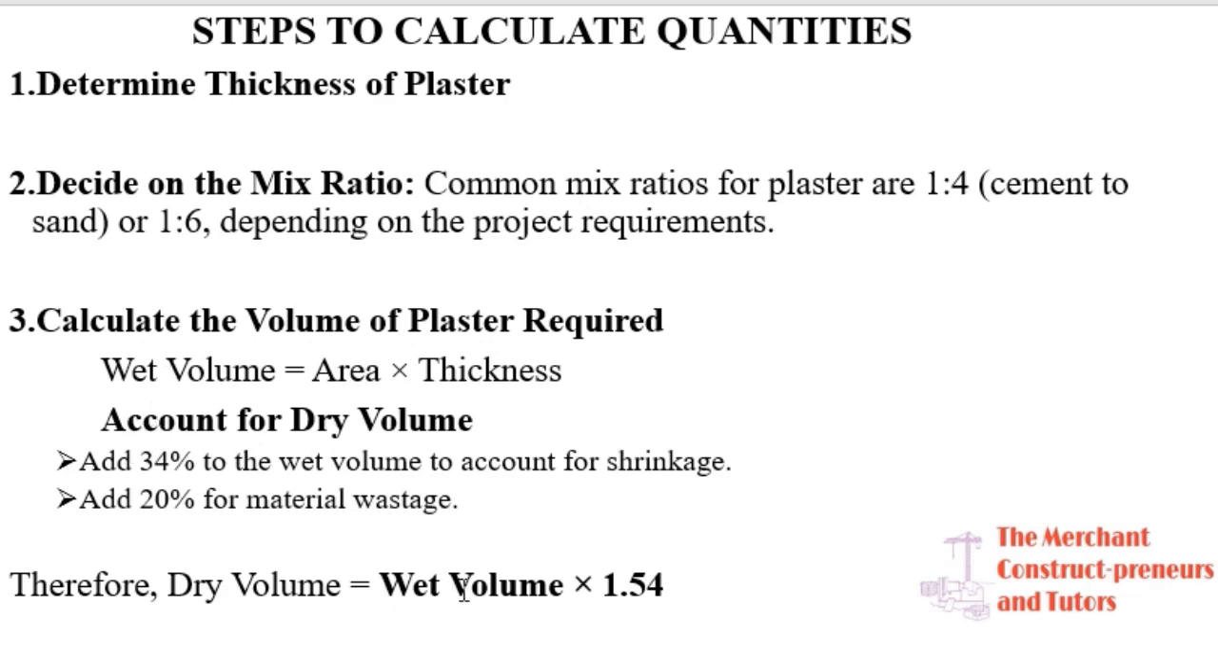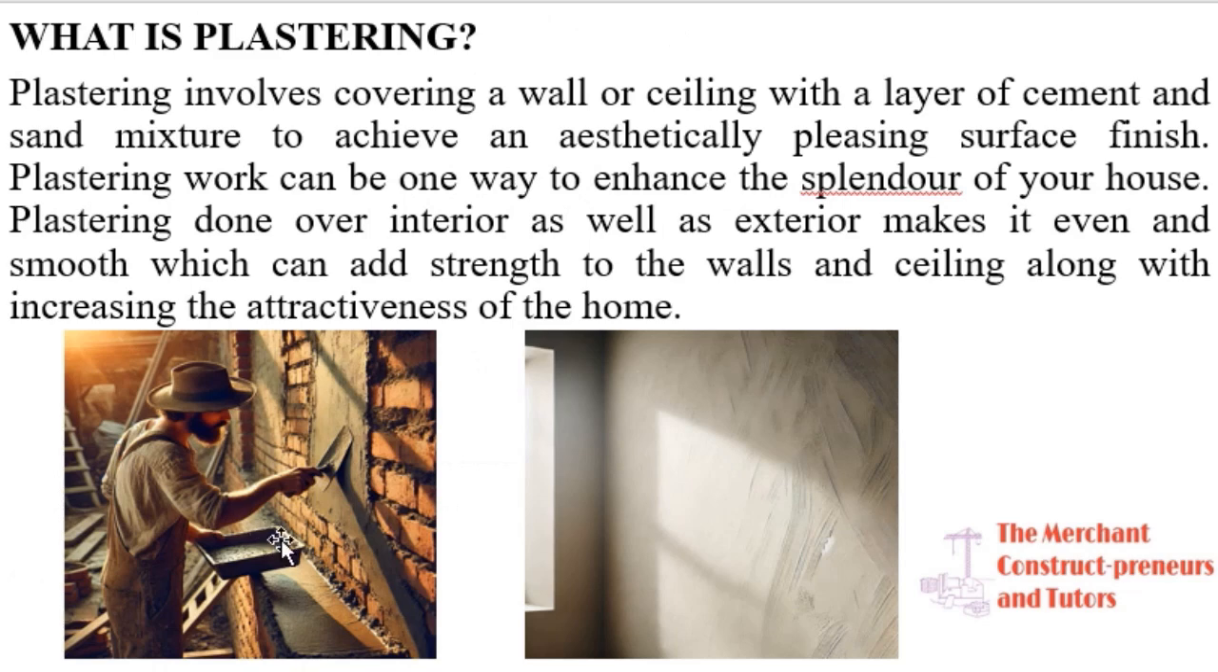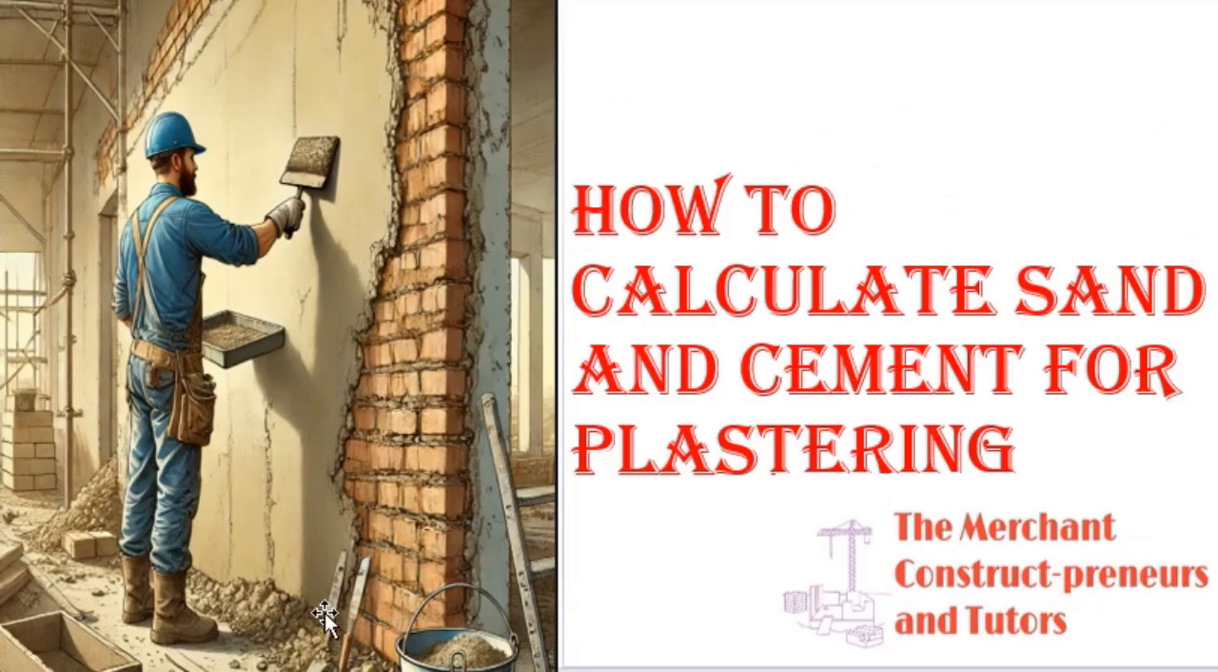Now we have the wet volume and the dry volume. The reason why we actually go by the dry volume is because of shrinkage. We need to account for shrinkage. Also, we need to account for material wastage, just like this image here. We should, by all means, make sure that we don't waste material just like this.